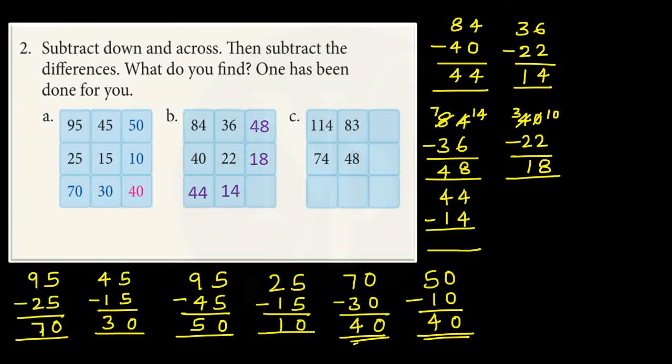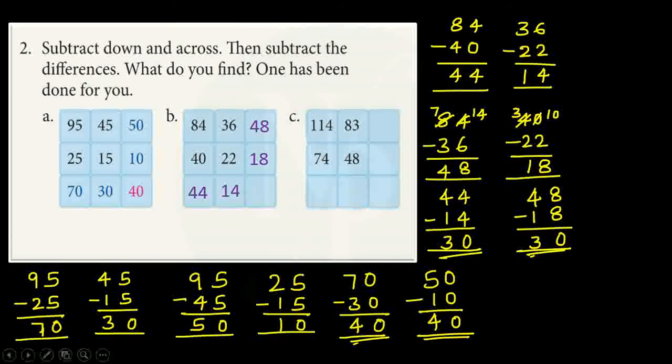4 minus 4 is 0. 4 minus 1 is 3. 30. Let us subtract 18 from 48. 48 minus 18. 8 minus 8 is 0. 4 minus 1 is 3. Here also you get 30. 30, 30. So we should fill this box by writing 30.